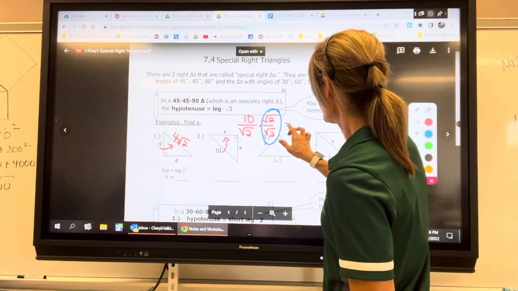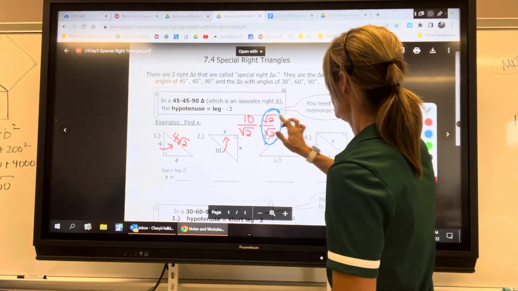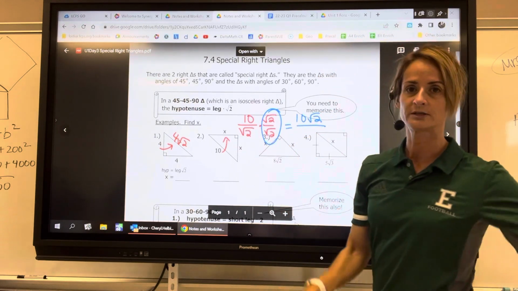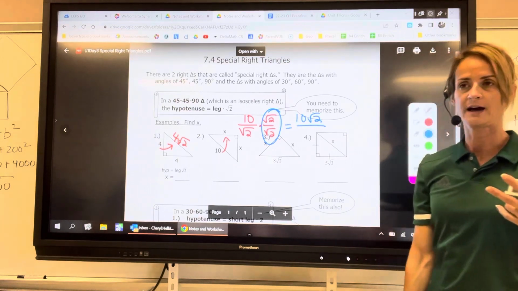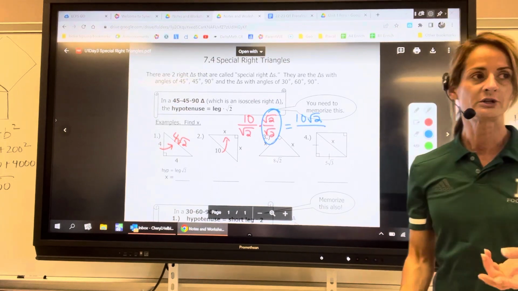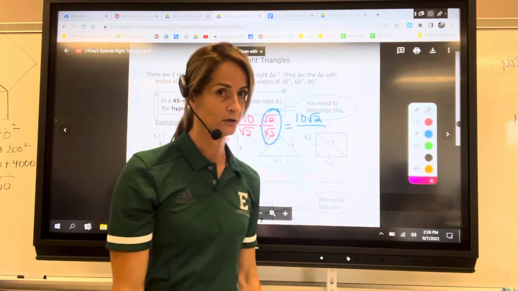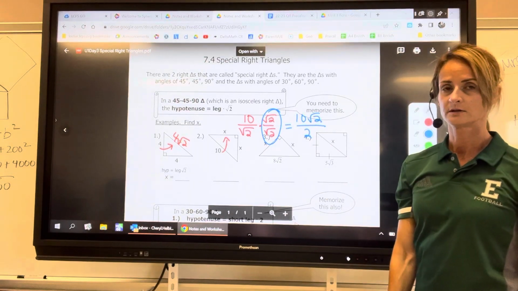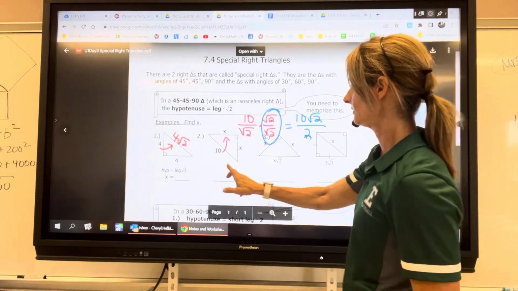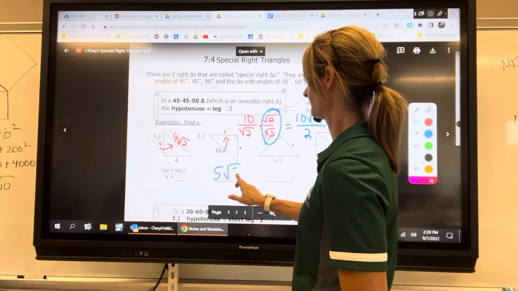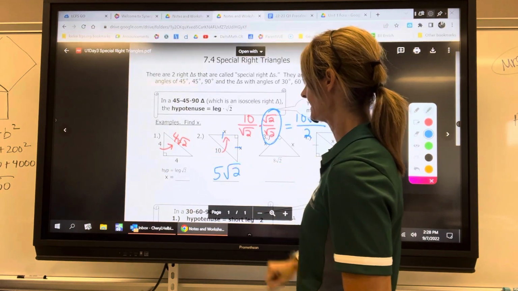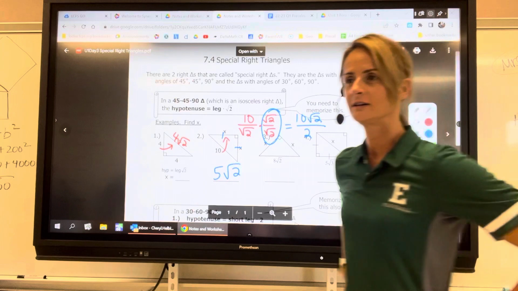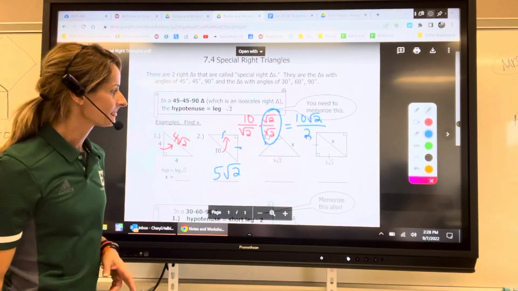But now when I multiply across, 10 times root 2 is just 10 root 2, over root 2 times root 2 is 2. Is everyone comfortable with that? Root 2 times root 2 is 2, because square root of 2 times square root of 2 is square root of 4, and square root of 4 is just 2. Then 2 goes into 10 5 times. So that's 5 root 2. So x is 5 root 2. And we know this is a 45, 45, 90 because the lengths of those legs are the same. How am I doing? Good? I know it's quick, but we have seen this before.